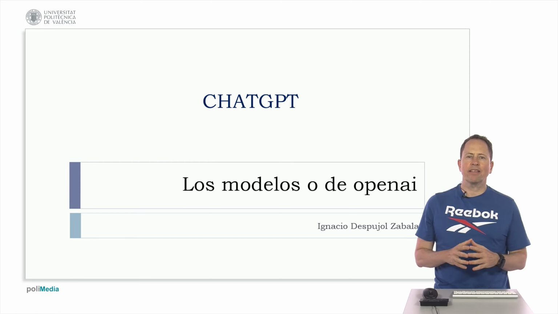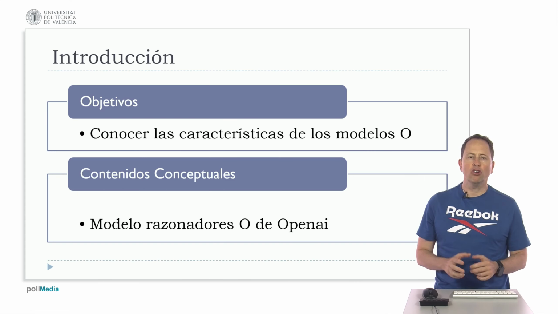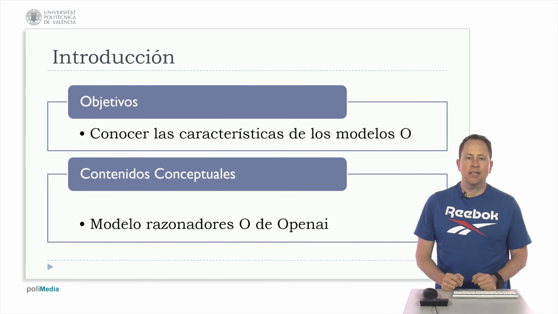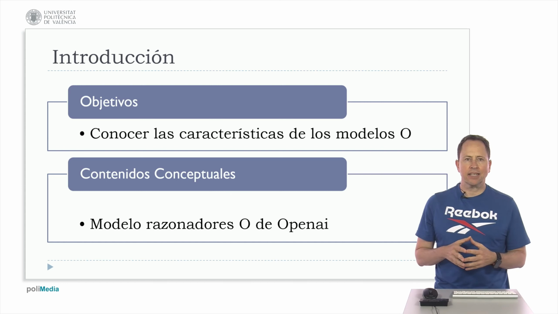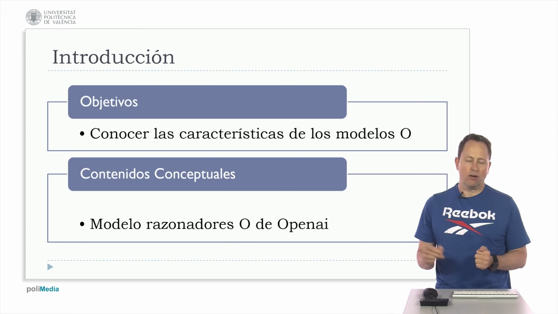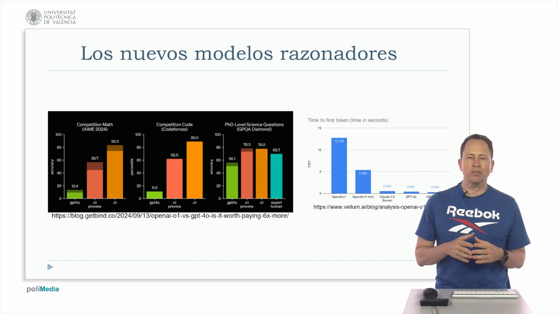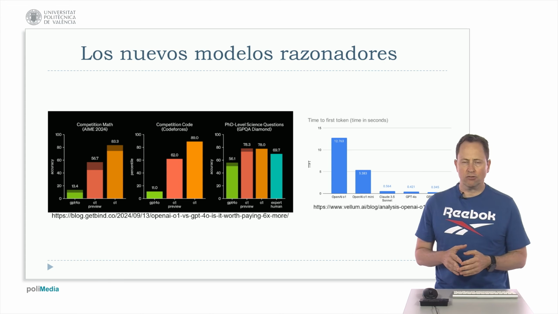In this video, we're going to talk about OpenAI's reasoning models, which are called O, without the GPT. The idea is that you get to know the characteristics of these models, when to use them and when it's better to use the standard models. These models were released by OpenAI between the summer and the end of 2024.